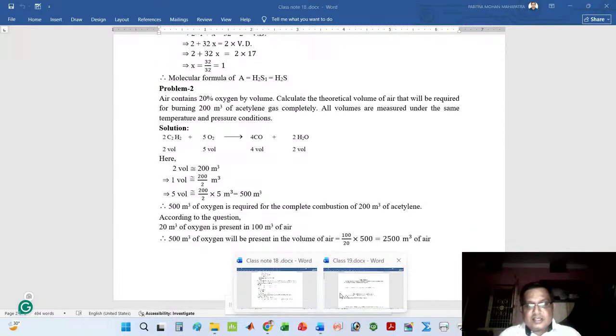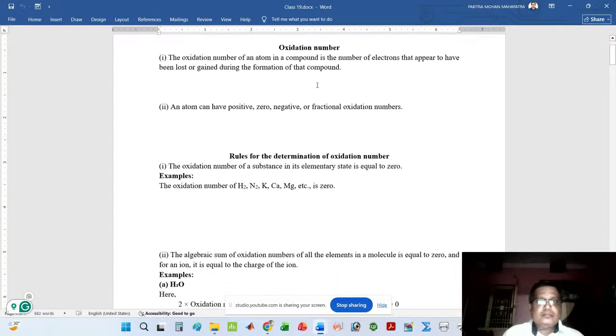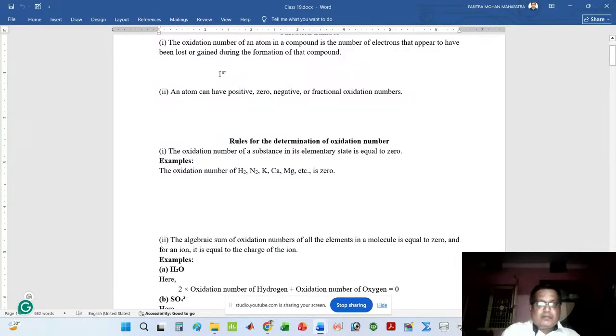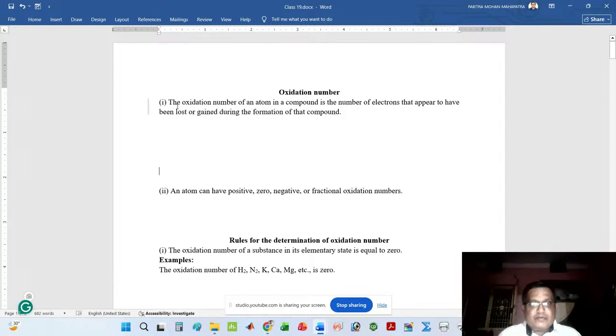In this class, I will explain a new topic, that is oxidation number. What is oxidation number? As per the definition, the oxidation number of an atom in a compound is the number of electrons that appears to have been lost or gained during the formation of that compound. Suppose I want to take an example, the NaCl molecule.